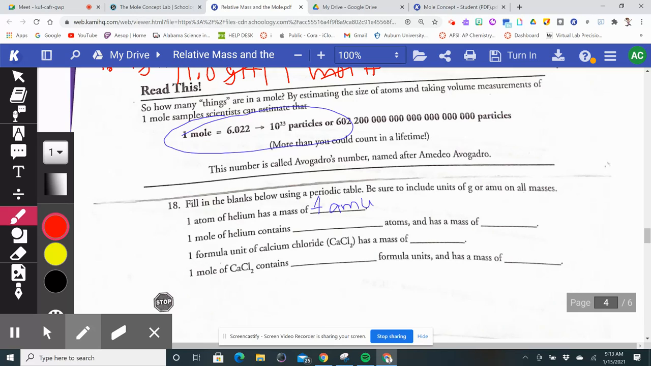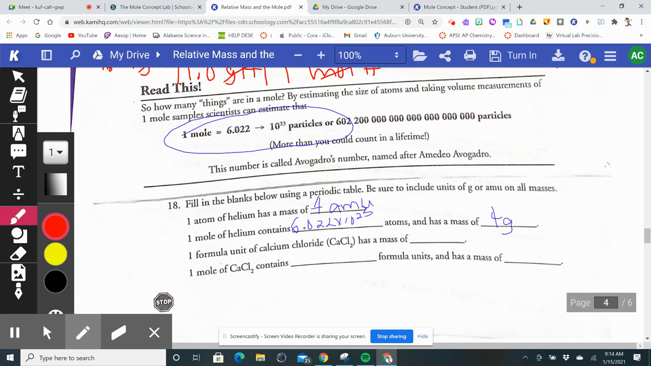One mole of helium contains 6.022 times... There we go. It asks for the number of them, not the mass. So the first blank is the number of them. It contains 6.022 times 10 to the 23rd. And then it has a mass of, for what? Grams. There we go.